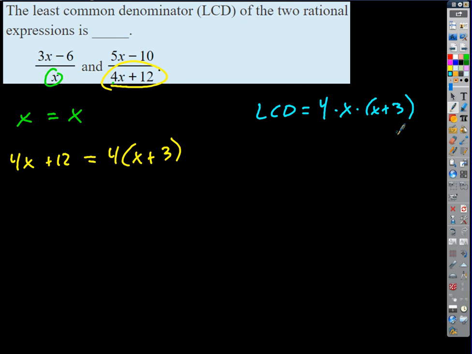I'd end up having to multiply this one by all that stuff, right? To get this least common denominator, I'm going to have to multiply him by 4 times x plus 3, and I've got to multiply this one by x. Okay, top and bottom.